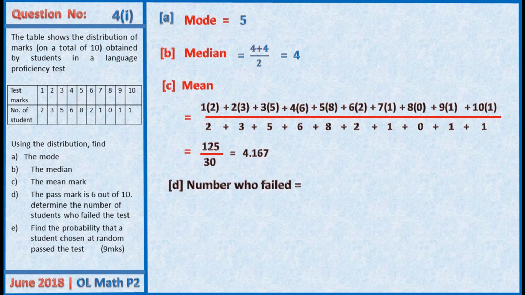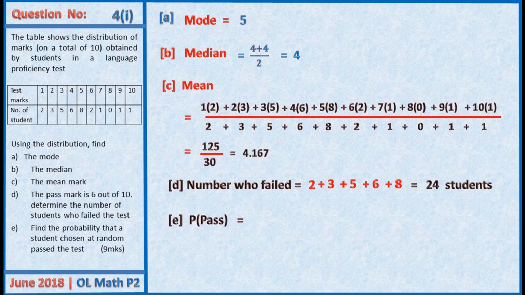D, the pass mark is 6 out of 10. Determine the number of students who failed the test. To fail the test means you have either 1 on 10, or 2, or 3, or 4, or 5 on 10. So the number of students who failed should be those who have 1 on 10 up to 5 on 10. You have 2 plus 3 plus 5 plus 6 plus 8. This is the total number of students who failed the test, giving us 24 students.